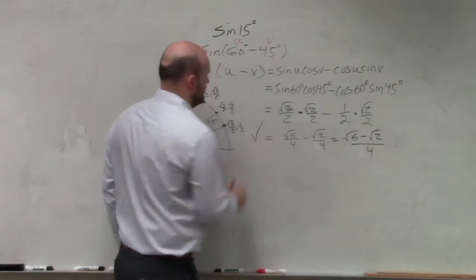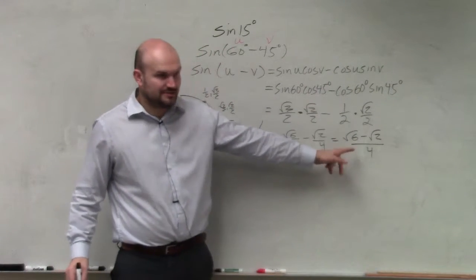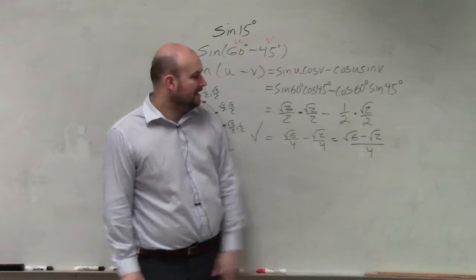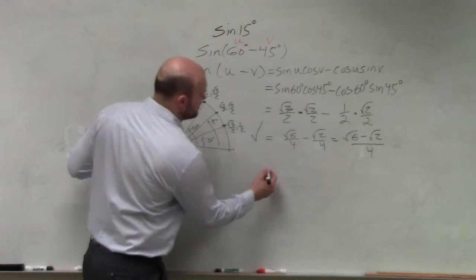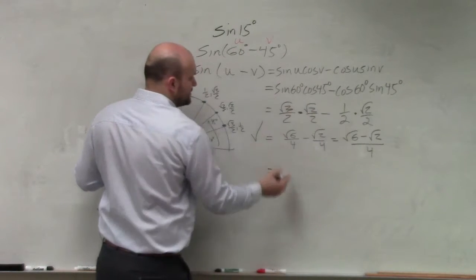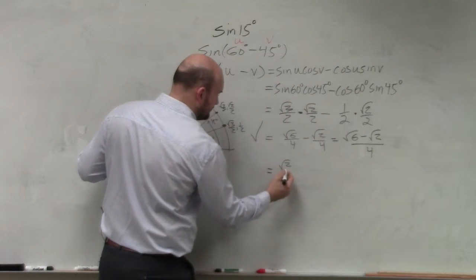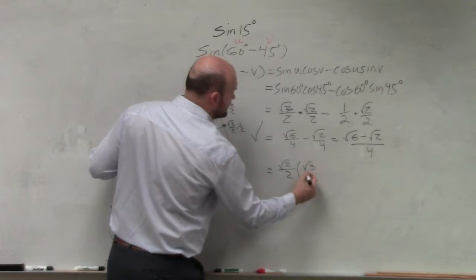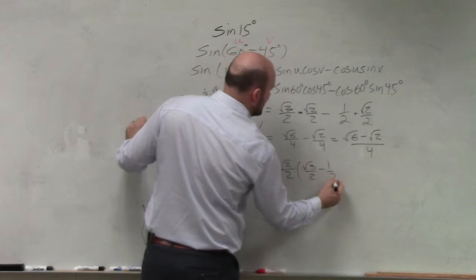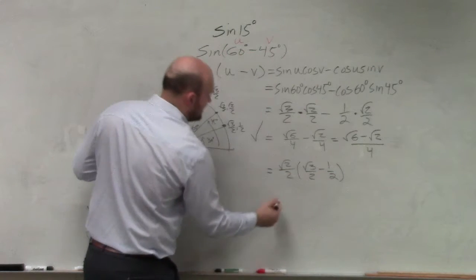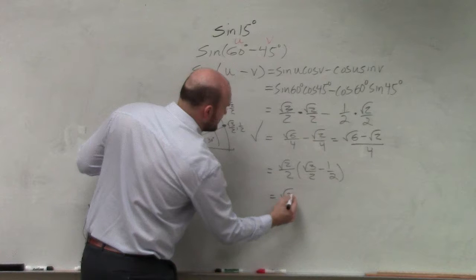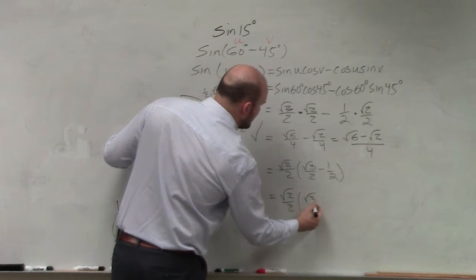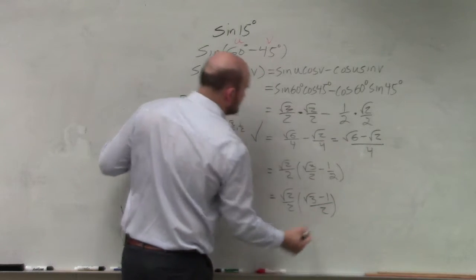OK. This is an answer that I would accept. OK? To me, that's simplified. However, your book might also say you could factor out a square root of 2 from the top and the bottom. And you'd be left with square root of 3 over 2 minus 1/2. You could combine those: square root of 2 over 2 times square root of 3 minus 1 over 2.